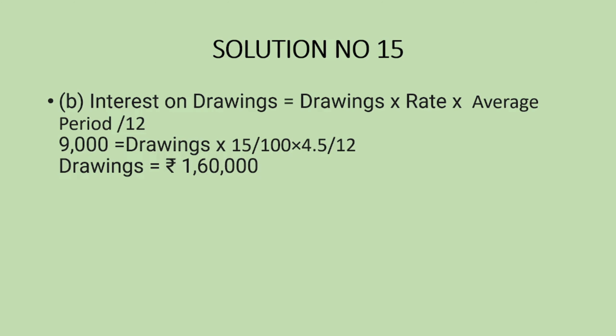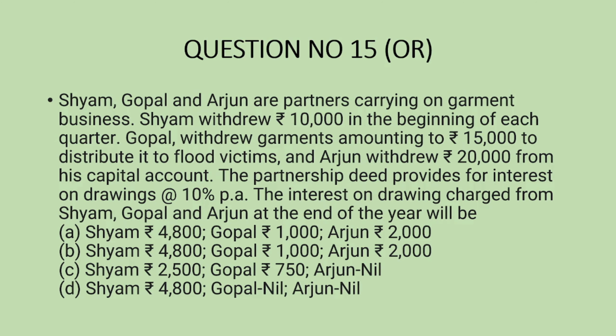So the calculation is interest on drawings equals drawings into rate into average period by 12. That is, 9,000 equals drawings into 15 by 100 into 4.5 by 12. If we do the quick calculation, we find that the drawings is 1,60,000. Next, question number 15 on Sham, Gopal, and Arjun are partners carrying a garment business.